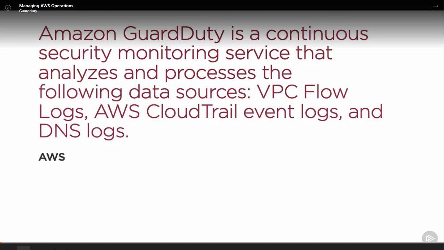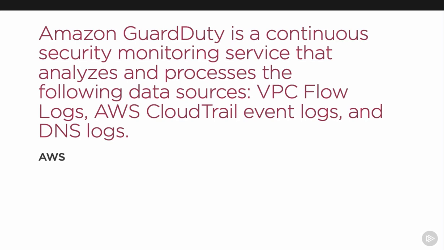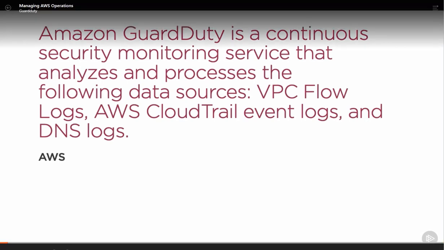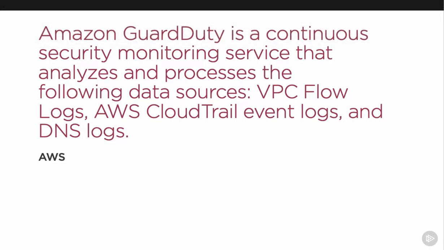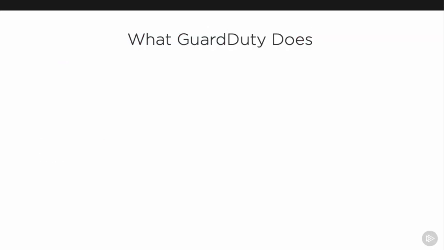Okay, welcome to this clip where we're going to start looking at Amazon GuardDuty. Now, AWS defines GuardDuty as a continuous security monitoring service that analyzes and processes the following data sources. We see VPC flow logs, CloudTrail event logs, and then DNS logs. Okay, but what does GuardDuty really do?